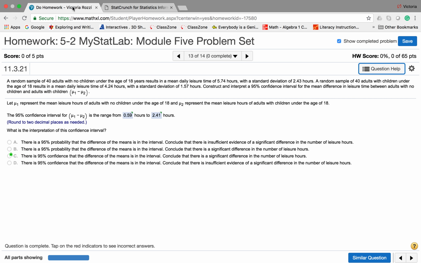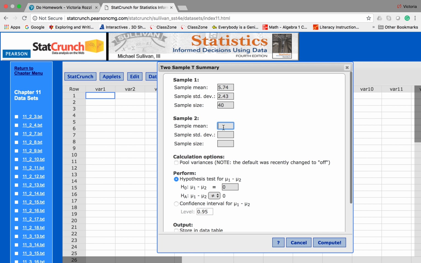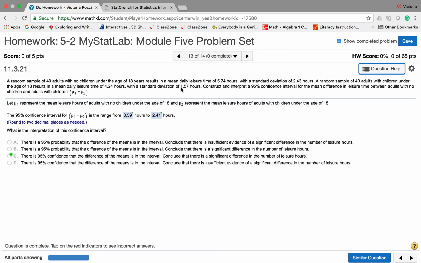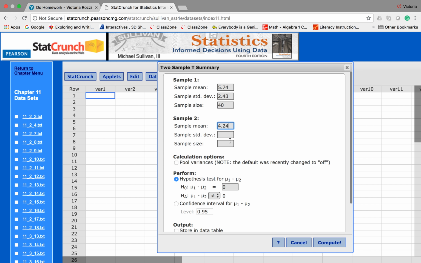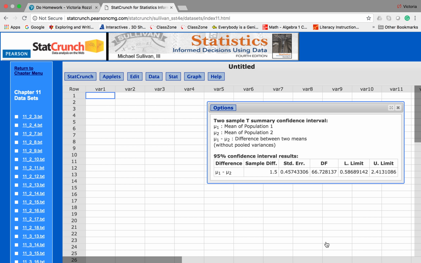Now the adults with children, they had a mean leisure time of 4.24, so 4.24. And they had a standard deviation of 1.57, so we'll put 1.57 here. And again, their sample size was also 40. Now we're constructing a 95% confidence interval, so we're going to just click under Perform, switch this to Confidence Interval, and click Compute. And we can see here what it gives us.